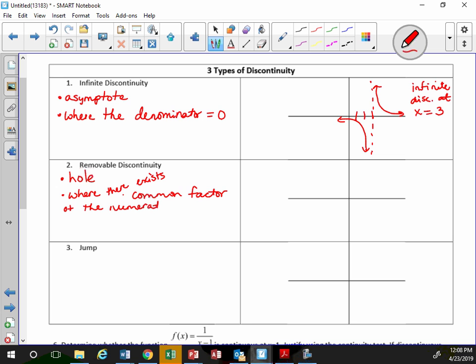Sorry, where there exists a common factor of the numerator and denominator. Sorry, I just didn't like how I was wording that.